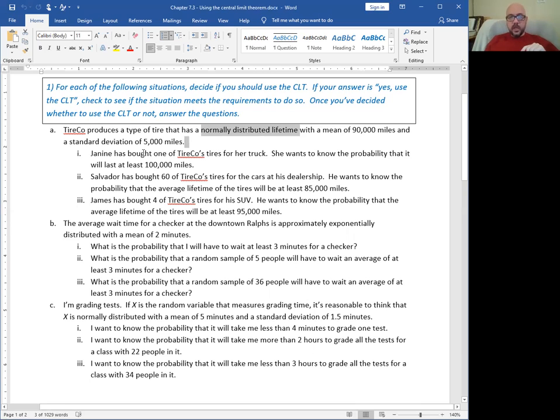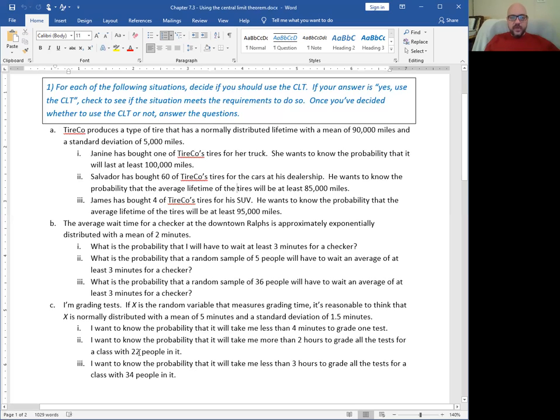So even though Janine has bought one of TireCo's tires for her truck, she's only buying 1 tire, so she's just using the population distribution, no central limit theorem needed. James, when he buys 4 of TireCo's tires for his SUV, you might say to yourself, aha, I caught you, Jeff. 4 is less than 30. I can't use the central limit theorem. But you're wrong. You can. You totally can, because the population is normally distributed. And then 60, of course, is bigger than 30 here. You can definitely use it.